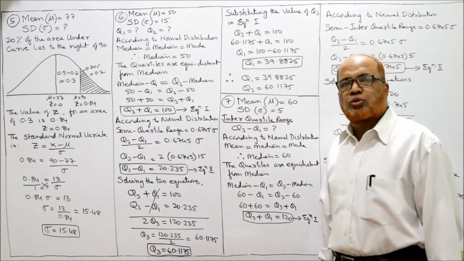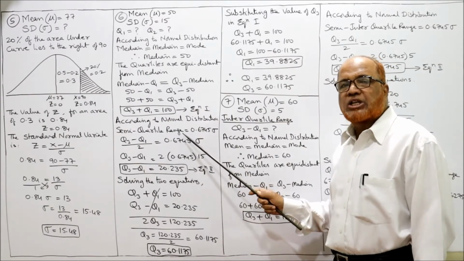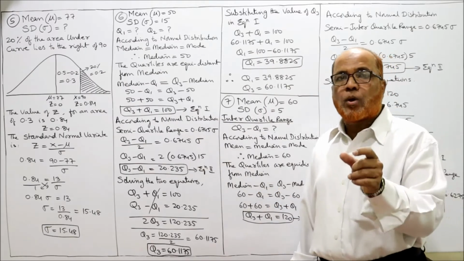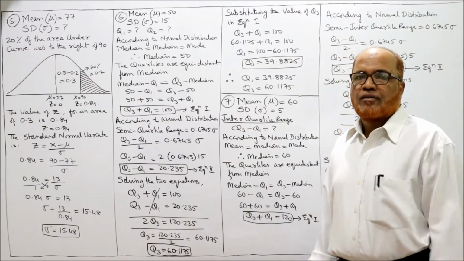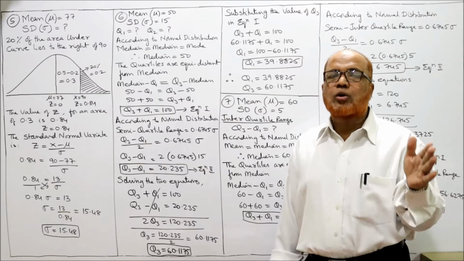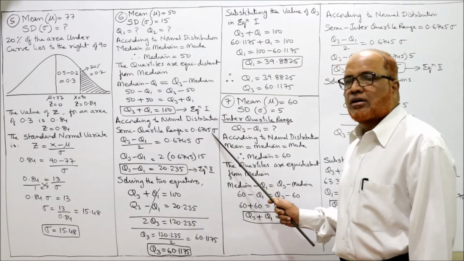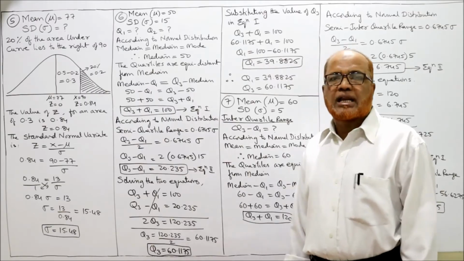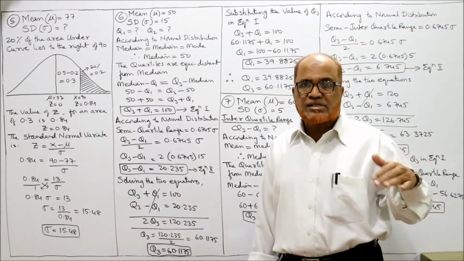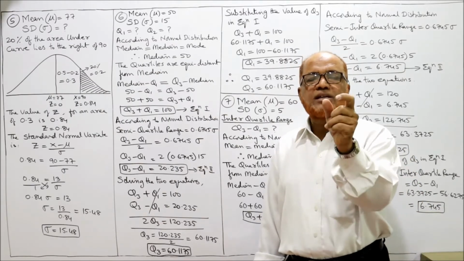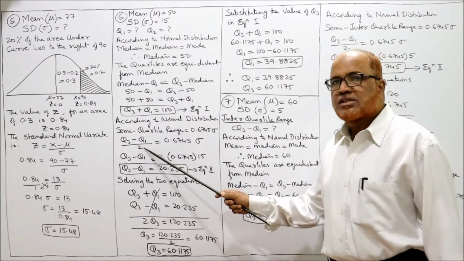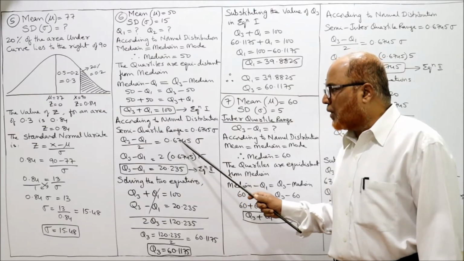Now according to normal distribution, semi-interquartile range is equal to 0.6745 sigma. That is one of the properties of normal distribution: semi-interquartile range is equal to 0.6745 standard deviation. Now what is the formula for semi-interquartile range? Already in statistics, measures of central tendency, we have seen that the semi-interquartile range formula is Q3 minus Q1 divided by 2. This is the formula for semi-interquartile range, which is equal to 0.6745 sigma.